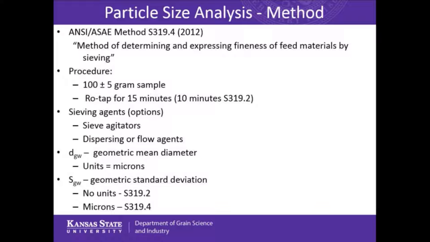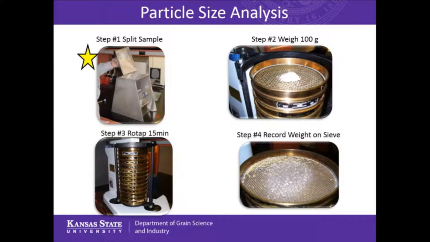So if you look at how we do particle size analysis, for those of you that just send your samples in and wonder what magic happens behind the scenes in the swine lab, we split the sample, we weigh 100 grams, put it on sieves, we row tap it for either 10 or 15 minutes. I put 15 minutes because that's the official method out there right now. And then we weigh back the amount of material on each sieve.